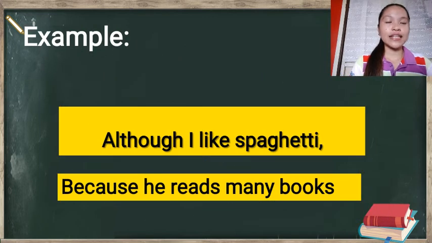So we have here an example. Try to look at the example for you to know what a dependent clause is. Although I like spaghetti: as we read this, it leaves us hanging because it doesn't express a complete thought. With the second example, because he reads many books, it also doesn't express a complete thought.